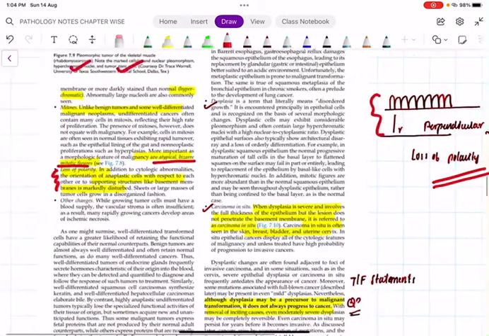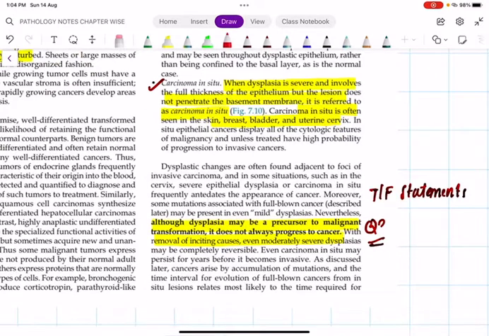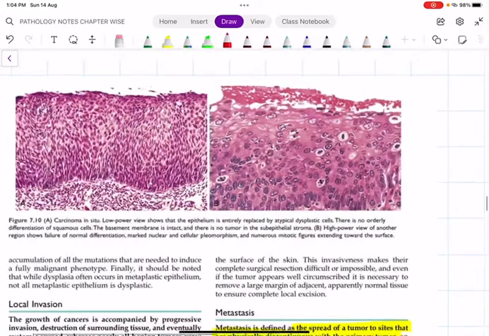Pure malignancy means breachment of the basement membrane. So although dysplasia may be a precursor to malignant transformation, it does not always progress to cancer. Very, very important statement. That means dysplasia is a precursor to development. It may, but it may not progress to cancer. It's a true or false statement. So you can see the carcinoma in situ where the basement membrane is intact, and there is no tumor in the subepithelial tissue. Here you can see there is no tumor, only the tumor is present here. I hope you understand all these terminologies.